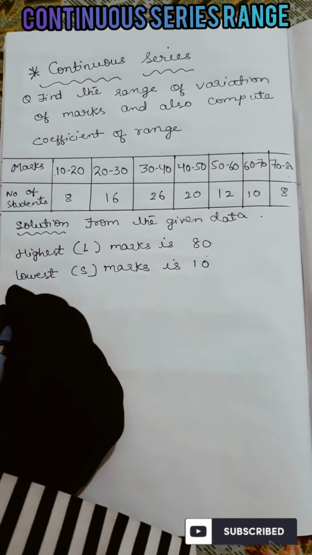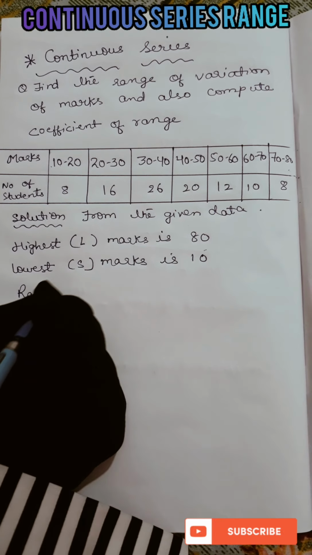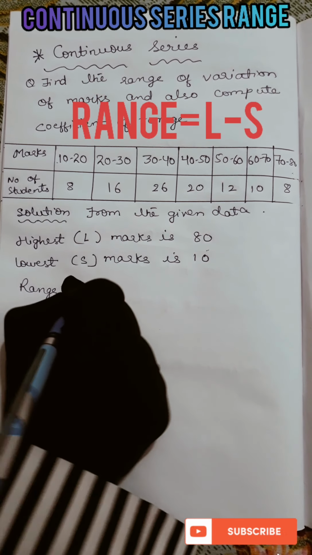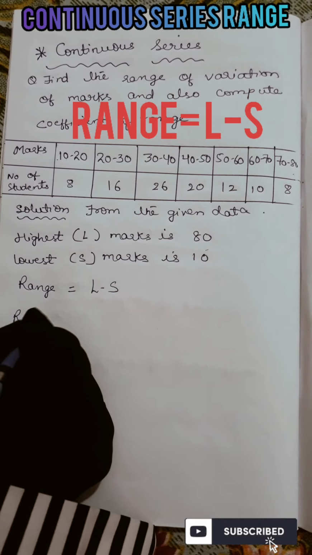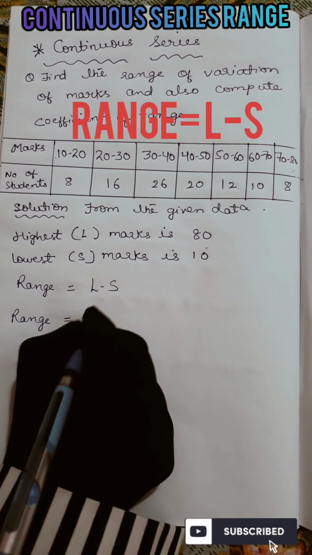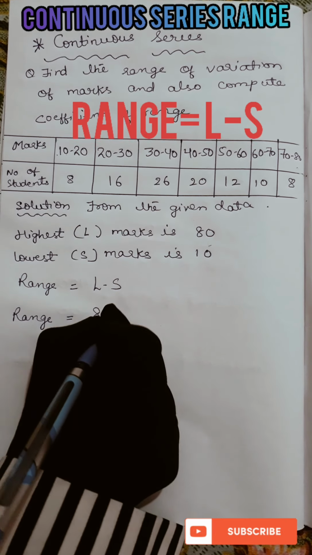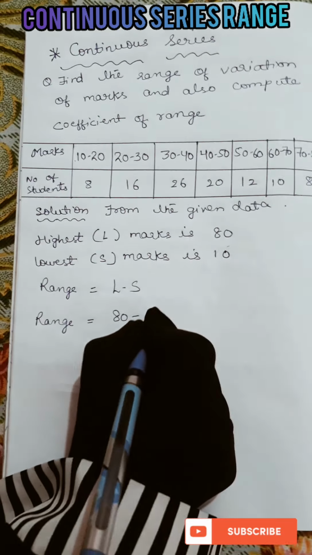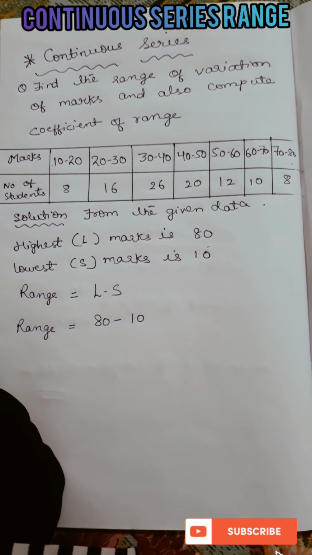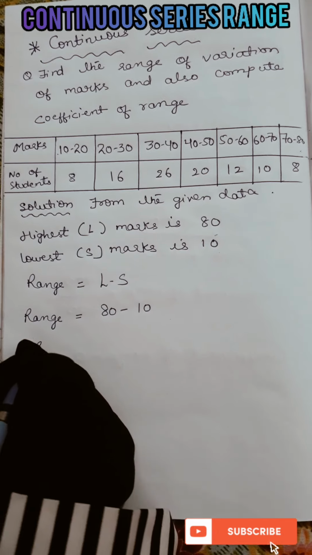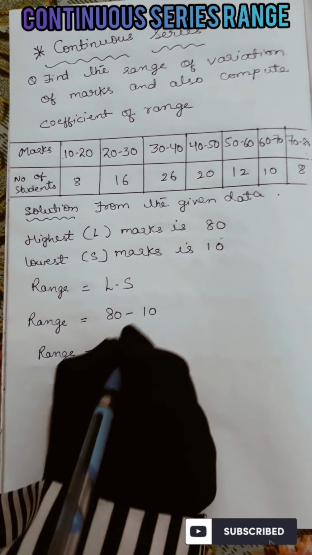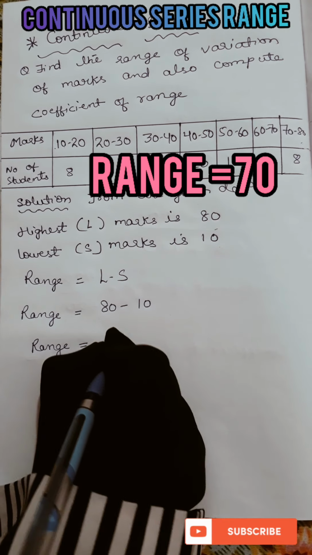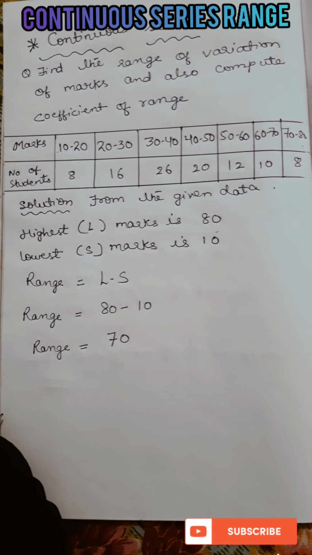Simply now just we have to apply the formula. So in continuous series, the steps are like just identify the numbers smallest and the largest, apply the formula. So simple. Range is equals to L minus S. L is the largest number. L is 80 and S is 10. Range is equals to 80 minus 10. When we deduct 80 minus 10, we'll get 70. Range is equals to 70.